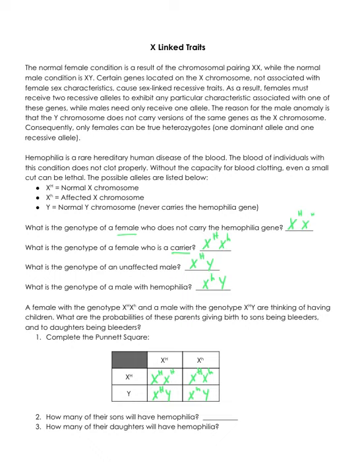Number 2 says how many of their sons will have hemophilia. And if you look, there is in fact one who has that X small h, Y, and that means that he is hemophiliac. So there's 1. And then number 3 says how many of their daughters will have hemophilia. And since neither of the daughters have 2 lowercase h's in their genotype, the answer to that question is 0.